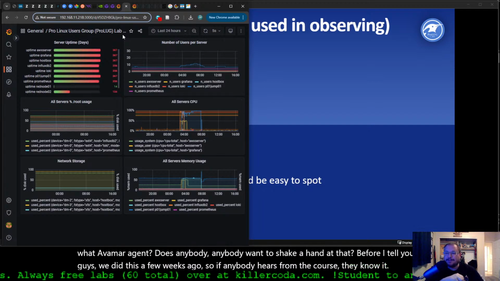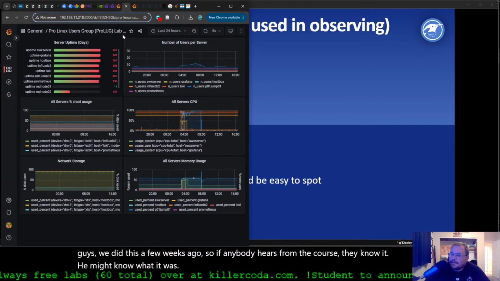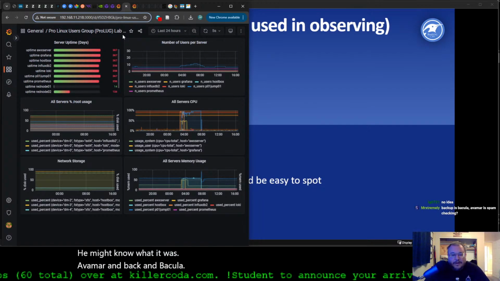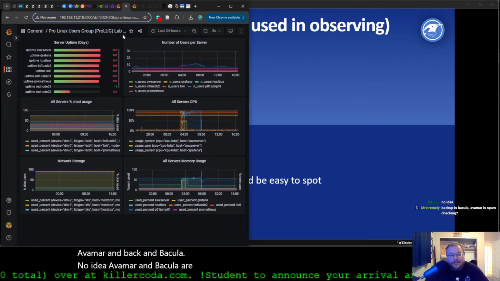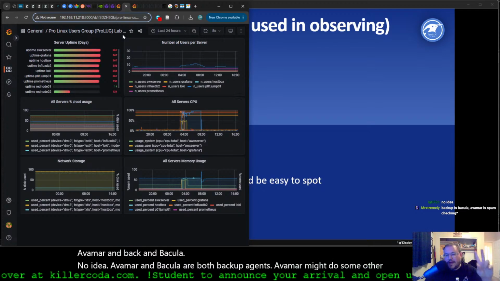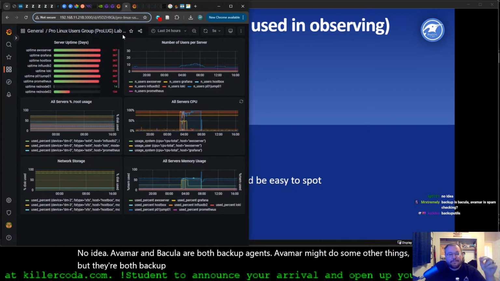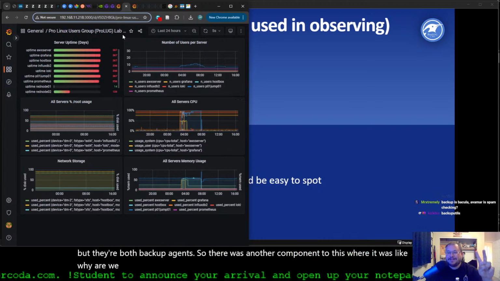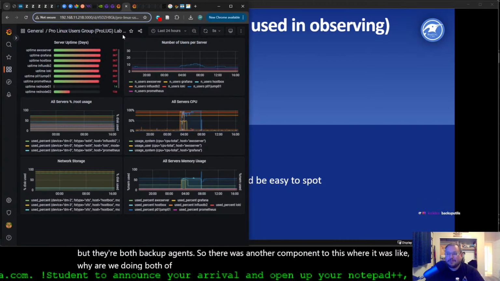Anybody know what it was? Avamar and Bacula. No idea. Avamar and Bacula are both backup agents. Avamar might do some other things, but they're both backup agents. So there was another component to this where it was like, why are we doing both of them? Look, maybe there's a reason. Maybe there's a compelling reason.